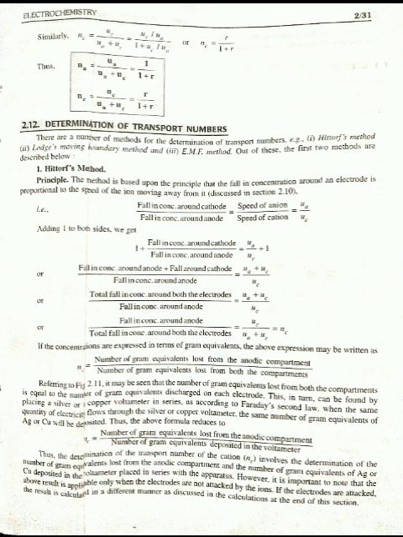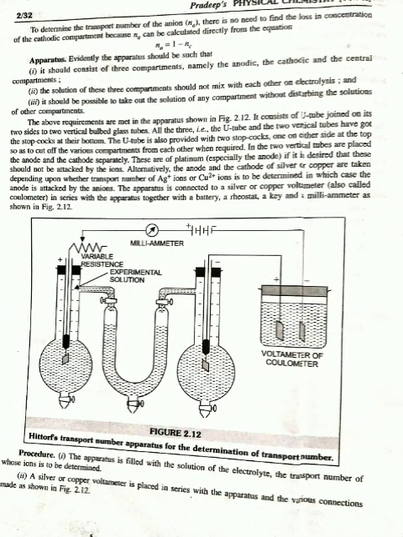If the electrodes are attackable, the result is calculated in a different manner, as discussed in the calculation at the end of this section. To determine the transport number of the anion Na, there is no need to find the loss in concentration of the cathodic compartment, because Na can be calculated directly from the equation Na is equal to 1 minus Nc.